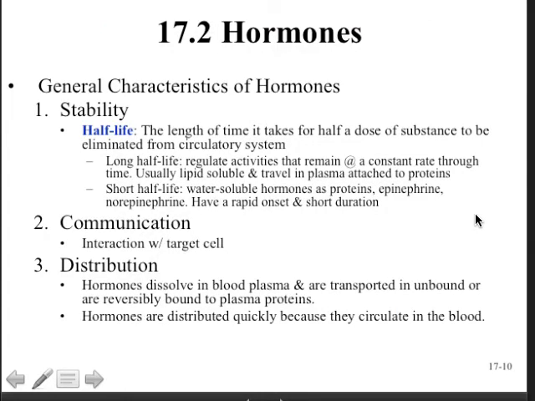Okay, let's talk a little bit about some general characteristics of hormones. Hormones only last in the body the amount of time that they're in the bloodstream in their active form. The half-life is the amount of time it takes for half the dose of a particular hormone to be eliminated by the circulatory system. A long half-life generally regulates activities that remain at a constant rate through time.